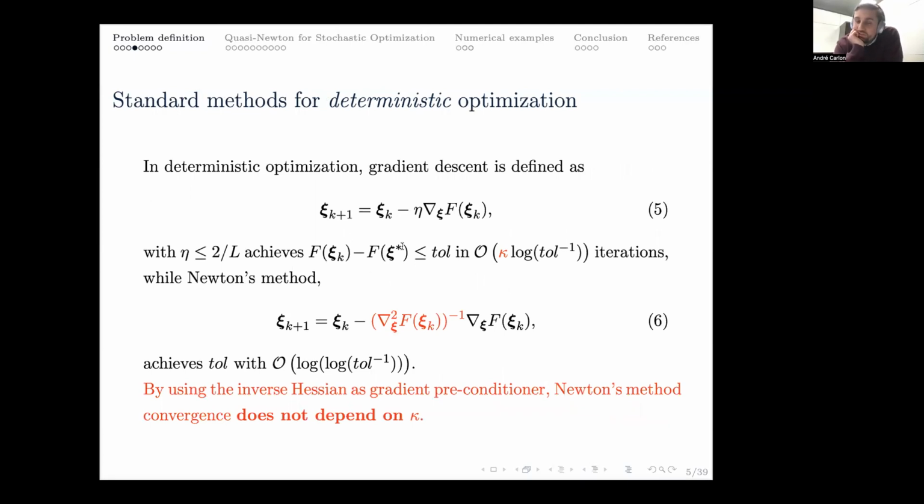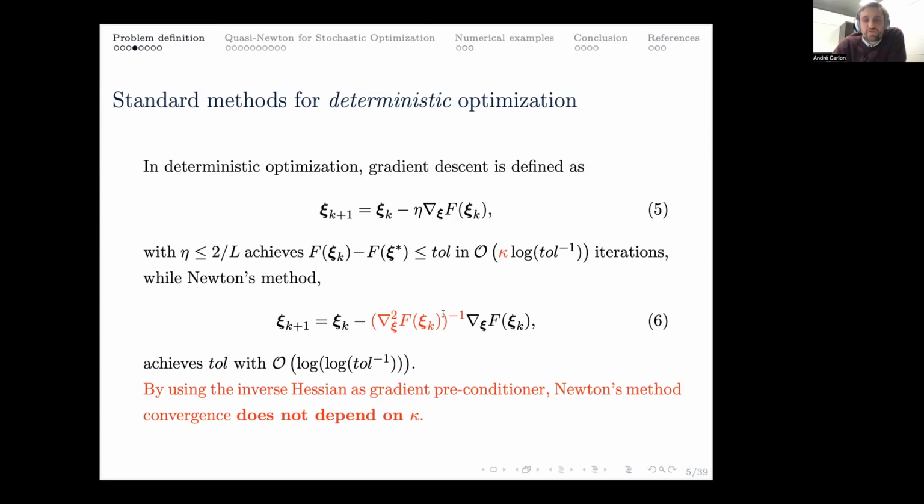So given this, let's look at the gradient descent in the deterministic optimization to motivate why we want to make this quasi-Newton method for stochastic optimization. Well, if we use the gradient descent method with appropriate step size, then we have that the optimality gap, this quantity we want to converge, to be less than tau, requires a number of iterations that is O of kappa. So if we have a very large condition number, we will need a very large number of iterations.